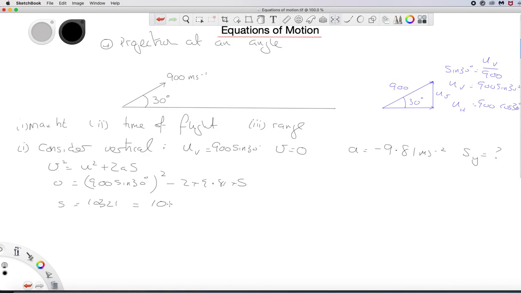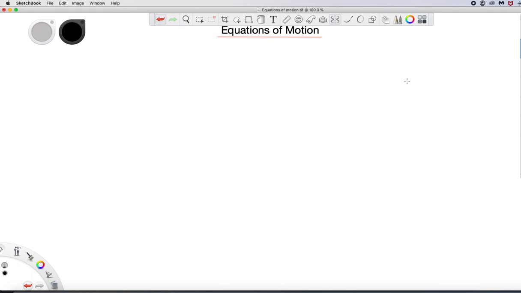The second part then, the time of flight. Let's look at that. So, our time of flight. That is, of course, the time it takes in the air. So that's twice the time to the maximum height. So we would say vertically, u equals 900 sine 30 degrees meters per second. V, of course, is zero. A is minus 9.81 meters per second squared. And we want to know the time.